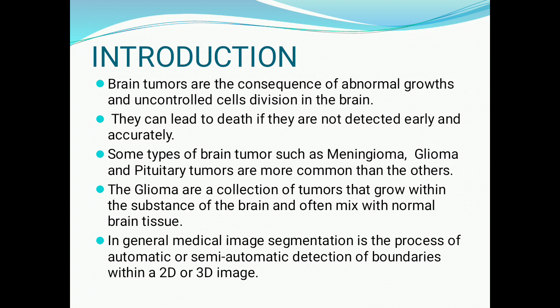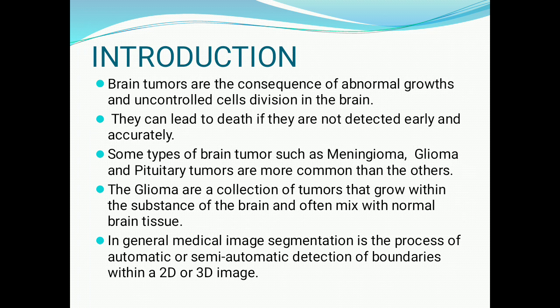The meningiomas are the most common type of tumors that originate in the membranes that surround the brain and spinal cord. The gliomas are a collection of tumors that grow within the substance of the brain and often mix with the normal brain tissue. Glioma tumors lead to a very short life expectancy when the size of the tumor is relatively large.